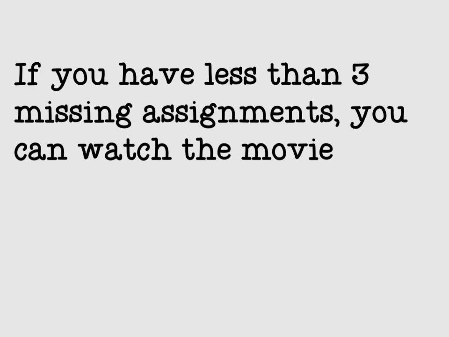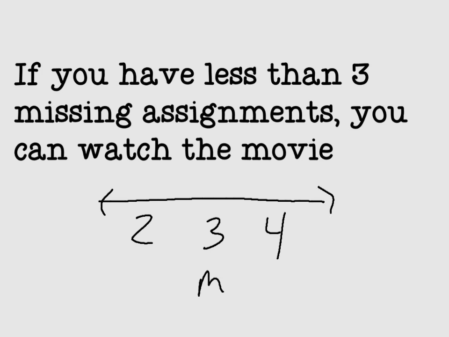All right? So if you have less than 3 missing assignments, you can watch the reward movie. Well, the idea here is I'm going to do 2, 3, 4, and now I'm going to say M for movie, or M for missing assignments, whatever you want to do. So I know I'm dealing with 3, and I want to have a number smaller than 3. So I know that M needs to be less than, but if I have 3 missing assignments, can I watch the movie? It says if I have less than 3. So that means that I can't include 3 in my answer. So I'm going to draw my arrow to the left, and my inequality is going to be M is less than 3.